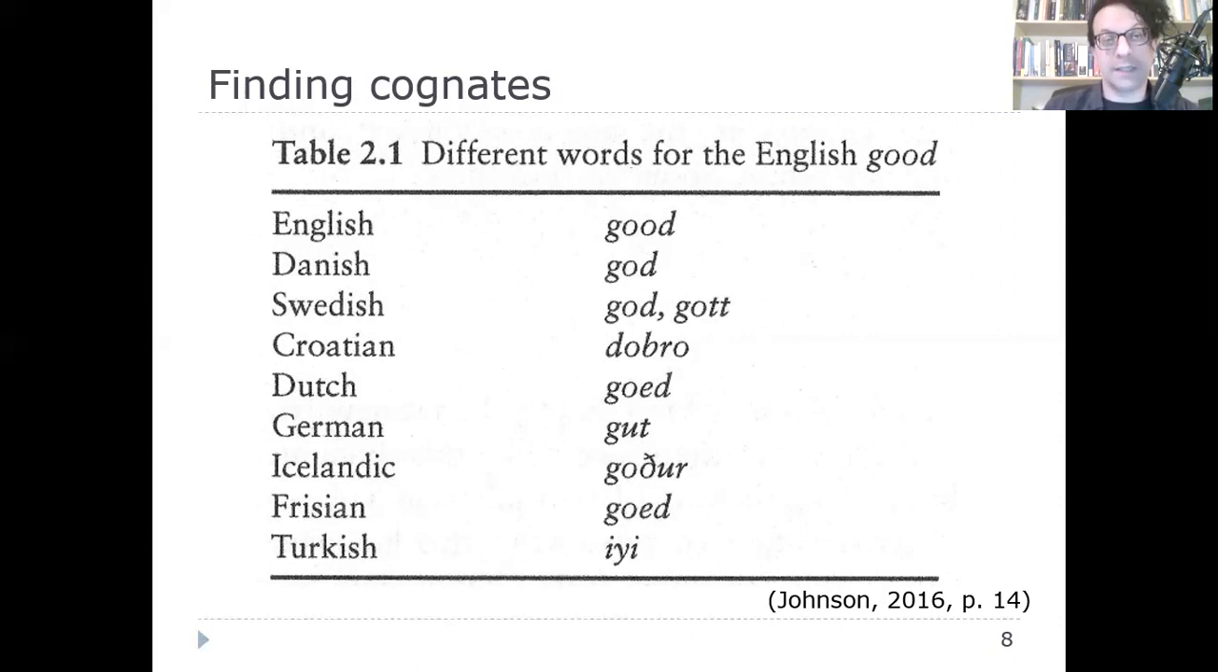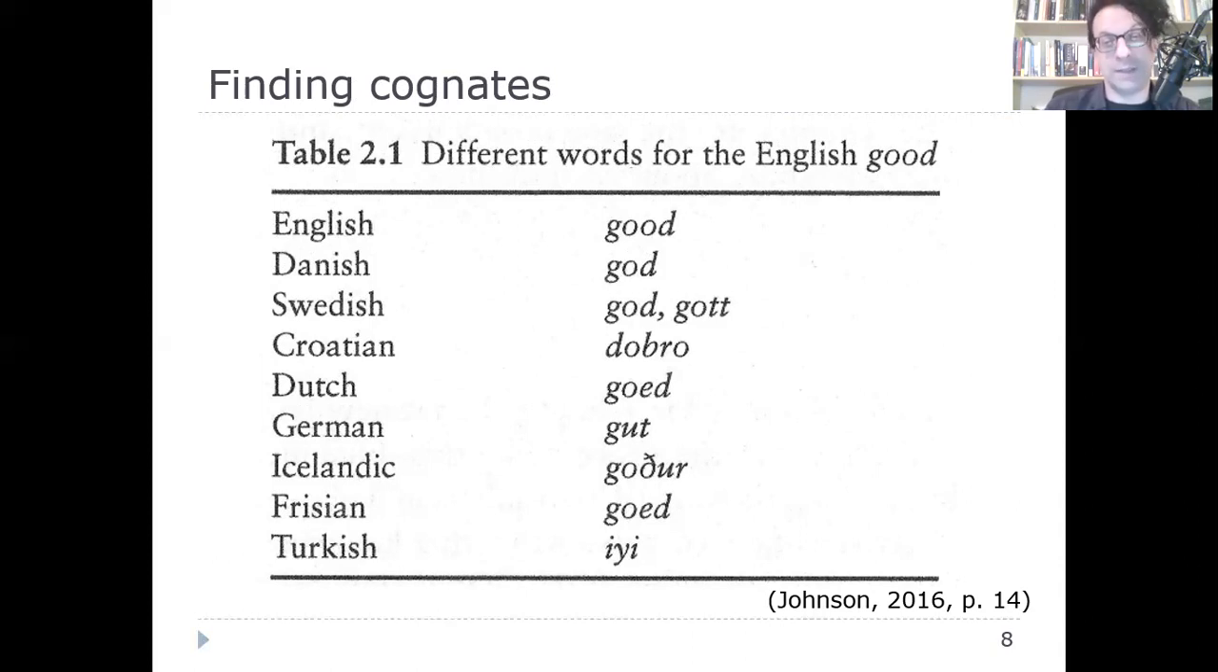There he gives us a list of languages and says, look at the words that these languages have for good and see if you can find the odd ones out. See if you can find, just based on these words that mean good, a language or two that don't belong in this list, that shouldn't be part of this list. So the languages are English, Danish, Swedish, Croatian, Dutch, German, Icelandic, Frisian, and Turkish.